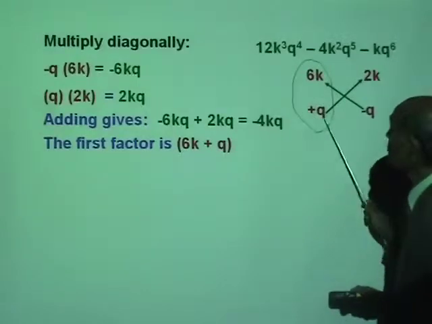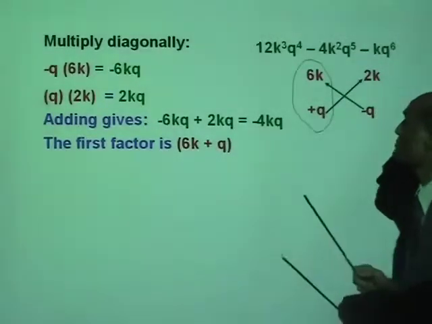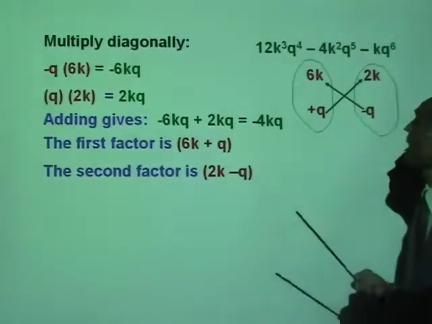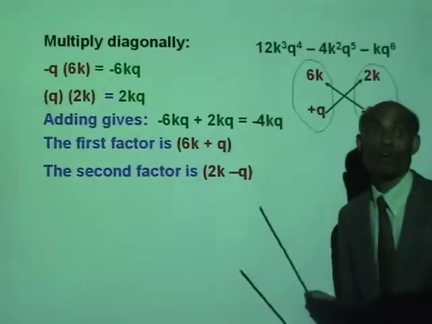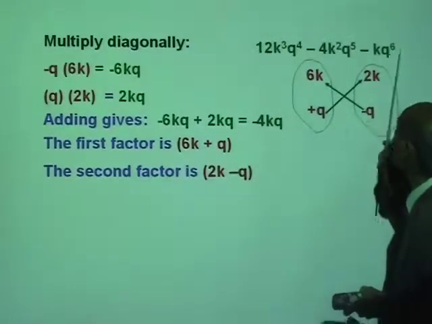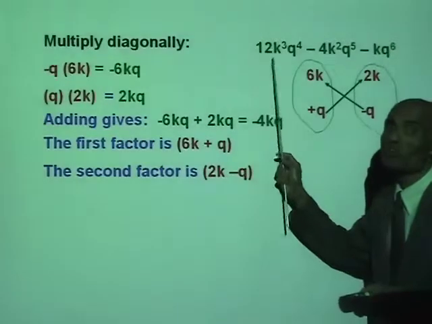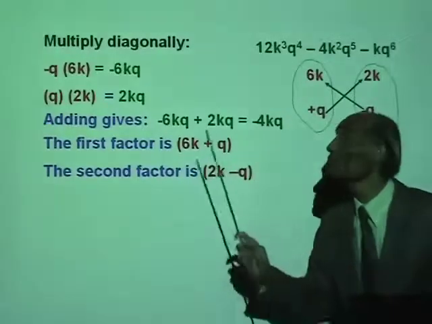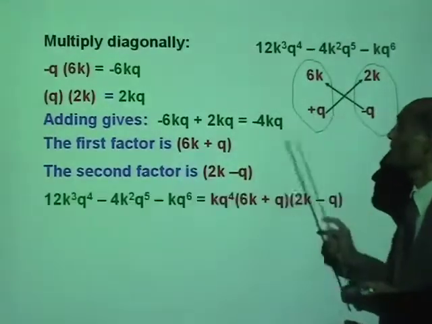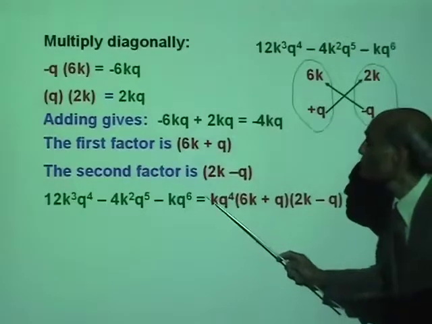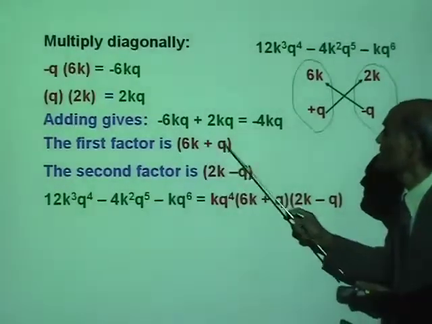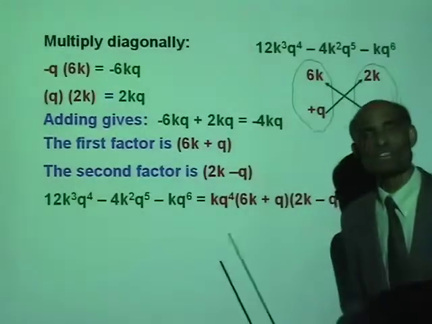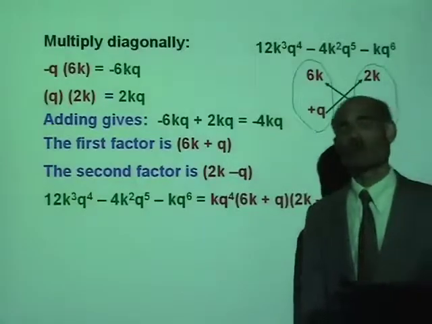Alright, the first factor therefore is 6k plus q, and the second factor is 2k minus q. Therefore, what is now the complete factorization of this? You remember we had taken out a k q to the power of 4 as the common factor. So that would be k q to the power of 4 times 6k plus q times 2k minus q, is the answer there. Alright?